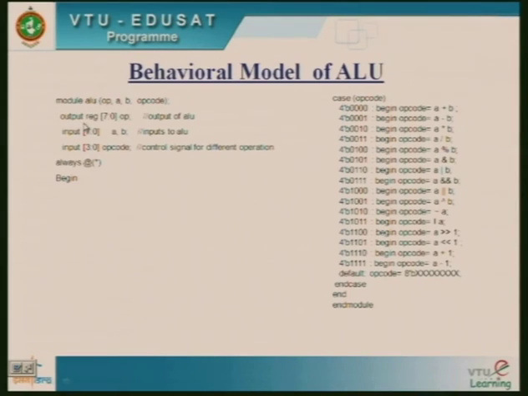My output will be multiple outputs. I have taken 8 bits here to define my outputs, and I have taken my inputs to the ALU also as 8 bits. So I am declaring [7:0] and I am using control. As you know, S3, S2, S1, S0 are the control lines for the ALU. So I have input [3:0] with the variable opcode. This is the control signal for different operations.